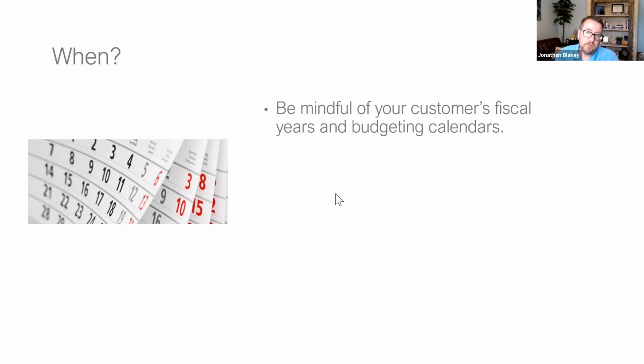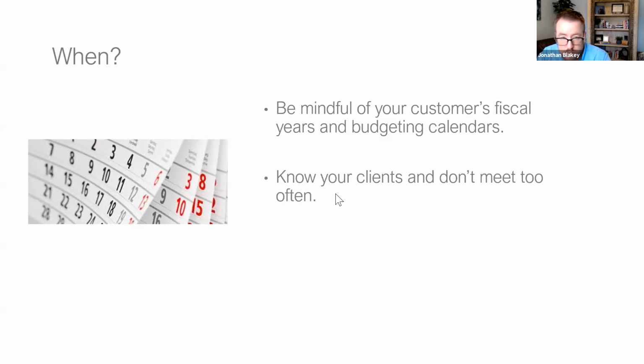And then again, we talked about the timing of it, but be mindful too of your customers' fiscal years and their budgeting calendars. You don't want to do an annual strategy meeting in the middle of August if July 1st was the beginning of their fiscal year, because budgeting and stuff like that can be a little more difficult. You want to try to schedule those around when you can actually affect change in the budgeting process, and keep that in mind.